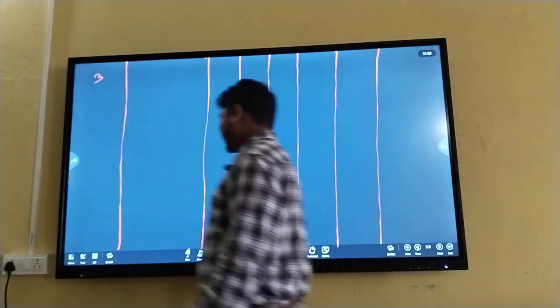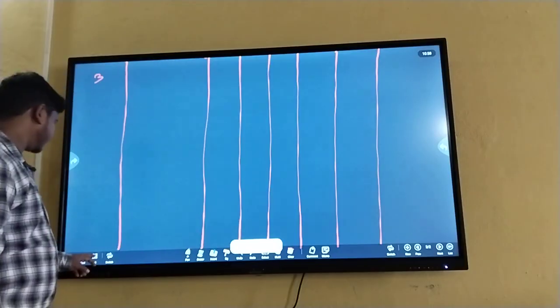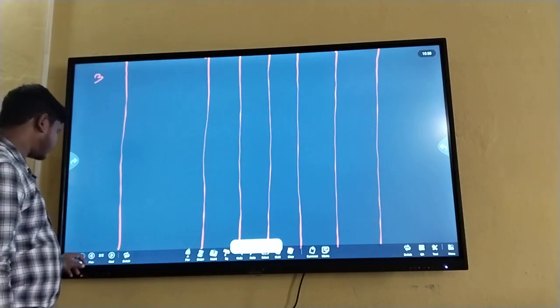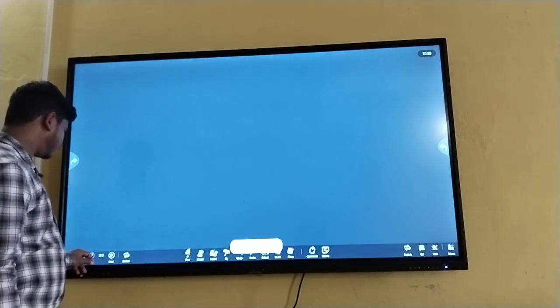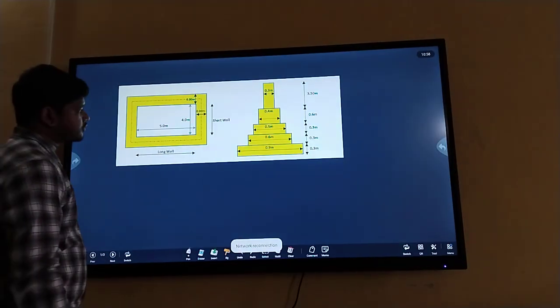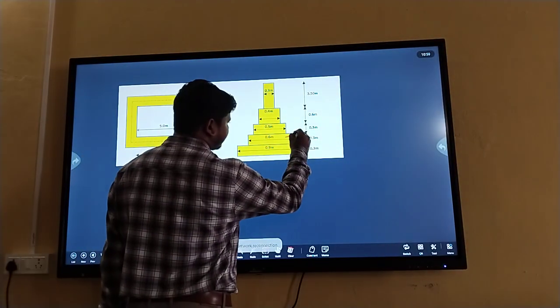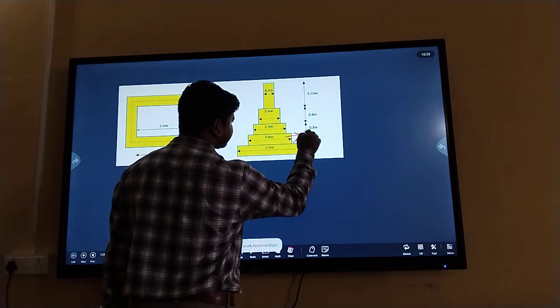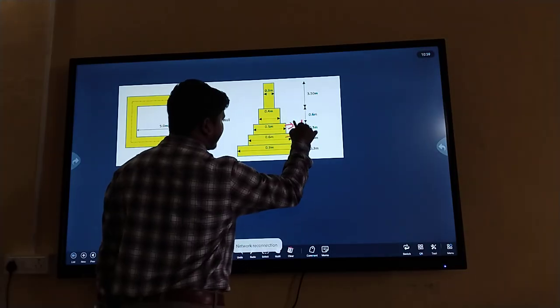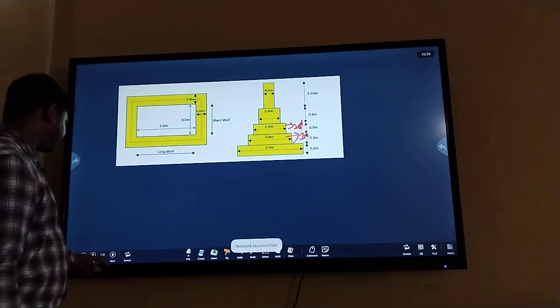So now we can calculate the footing. This is our first footing. This is our second footing.